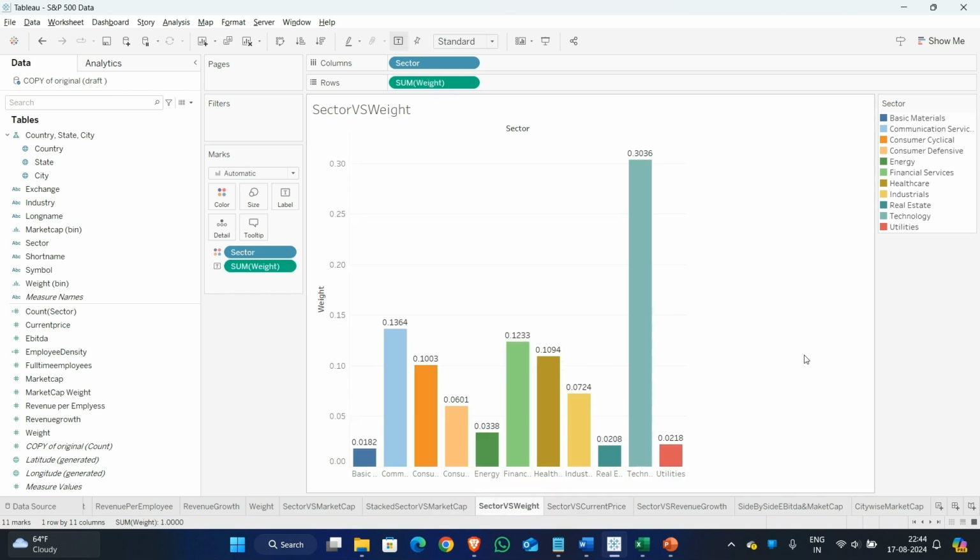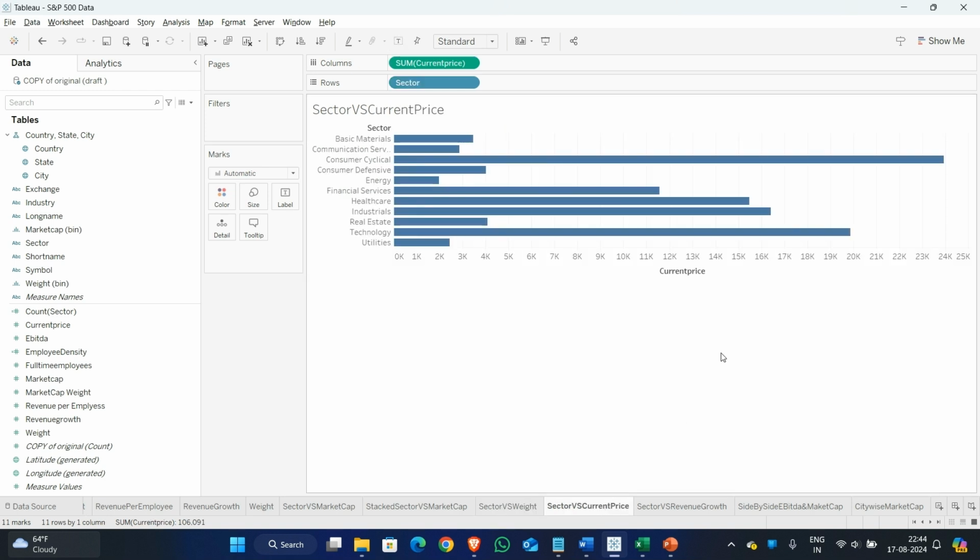Next, we're going to move with respect to weight. Here we can clearly see that technology has the highest weight in the S&P 500 data. Basic materials and real estate have the least weight in the S&P 500.